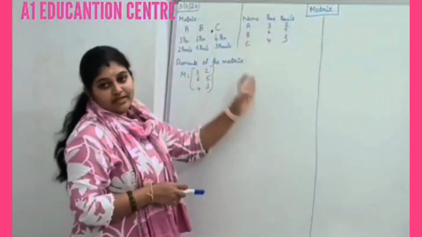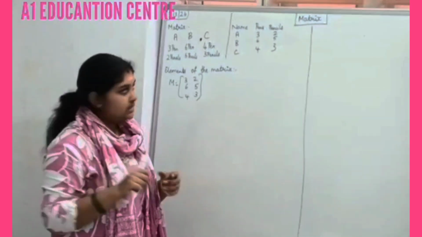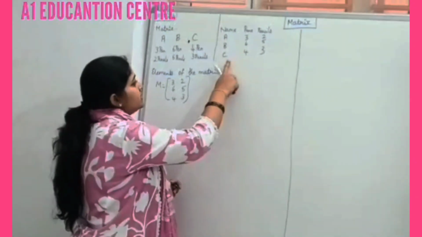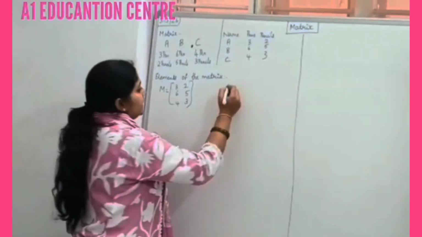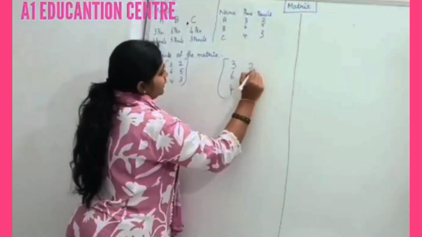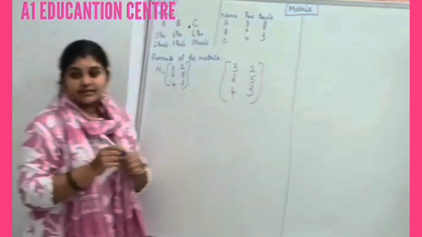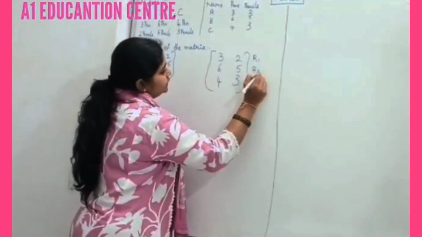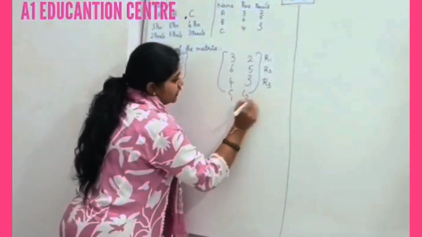So we just write by a name. Emma has 3 pens and 2 pencils. Jennifer has 6 pens and 5 pencils. Sakshi has 4 pens and 3 pencils. Now this we just write in a matrix. So we have written like this. What are the rows? Row 1, row 2 and row 3. There are 3 rows and there are 2 columns.